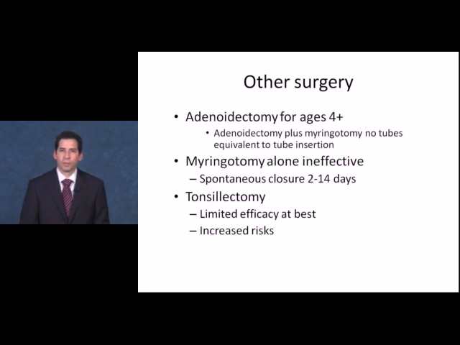Other surgery for the management of otitis media would include adenoidectomy. This is commonly recommended for children who have had one set of tubes that have subsequently extruded and who have developed recurrent acute otitis media or otitis media with effusion. In these cases, adenoidectomy is recommended in conjunction with a second set of tubes to prevent the need for a third set of tubes when that set extrudes.